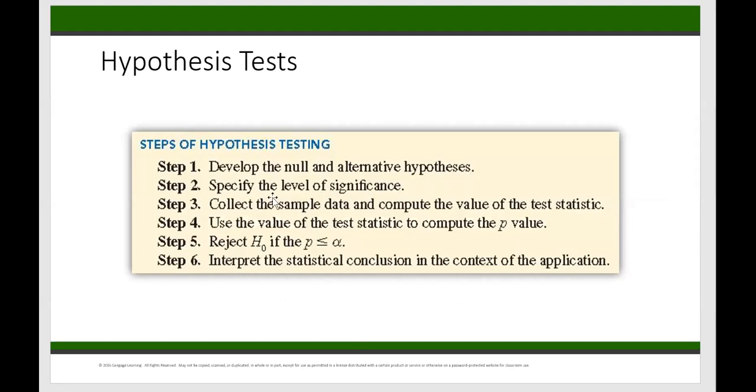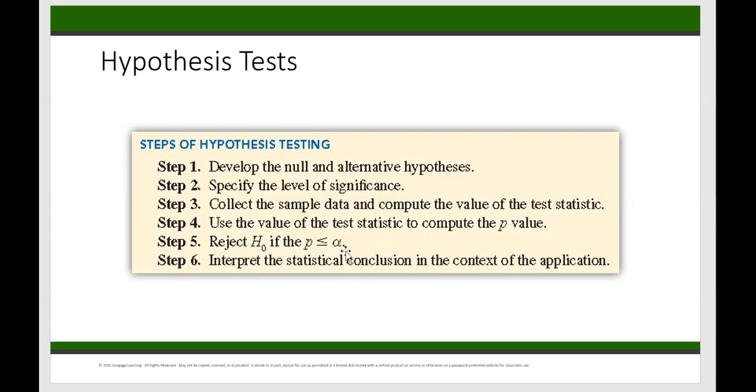We again need to specify the level of significance, alpha, which is usually either 1%, 5%, or 10%. Then we need to collect the sample data and compute the value of the test statistic. This is the main difference now. So the test statistic, depending on the type of test that we're performing, is going to be different. I'm going to talk about that in a minute. And then the rest is exactly the same.